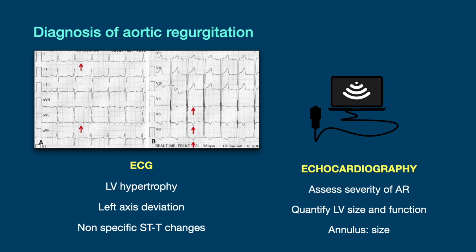ECG may show changes that have occurred as a consequence of the valve defect, and these include left ventricular hypertrophy, left axis deviation, left atrial enlargement, left volume overload pattern, and left ventricular conduction defects.